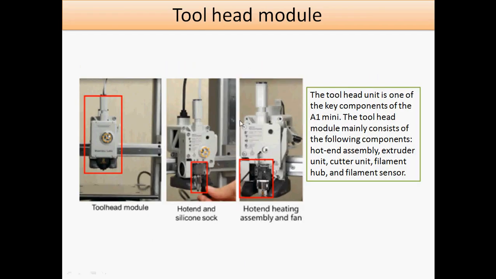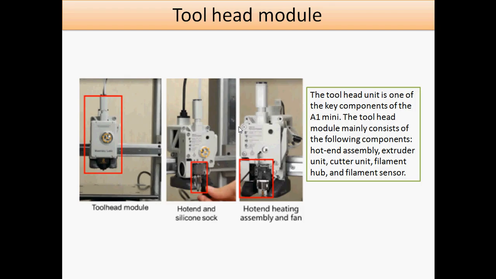Then this is about the tool head module, which is one of the key components of the A1 mini. The tool head module mainly consists of the following components: hot end assembly, extruder unit, cutter unit, filament hub, and filament sensor. These can be utilized for the tool head. When there is excess material, we can use the cutter. The extrusion unit is there, so whenever the material is heated, it forms the melted part, which can be dropped for laying purposes. That is useful for the extrusion unit. So we can use these different elements there.